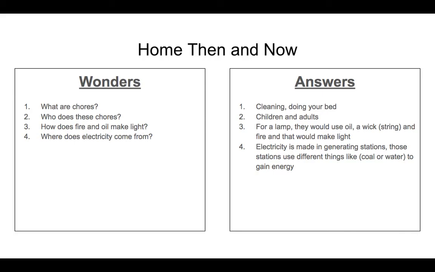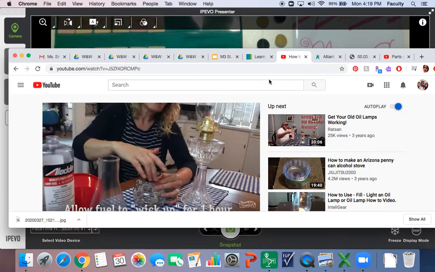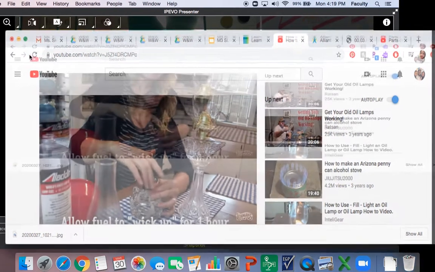But basically what Miss G found is that for a lamp, in the past, they would use oil, a wick, which is kind of like a string, and fire, and that would make light. So in the past, that's what they used. They didn't have light bulbs. They didn't have those kind of things. And I can show you in this video here really fast.